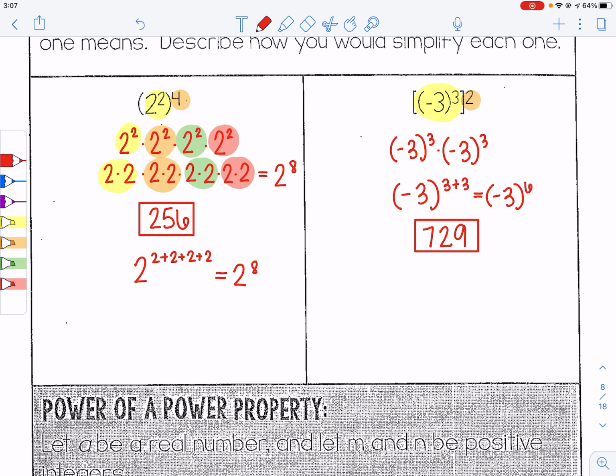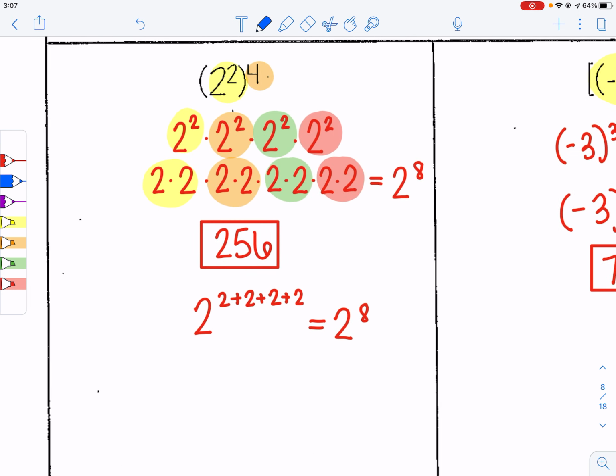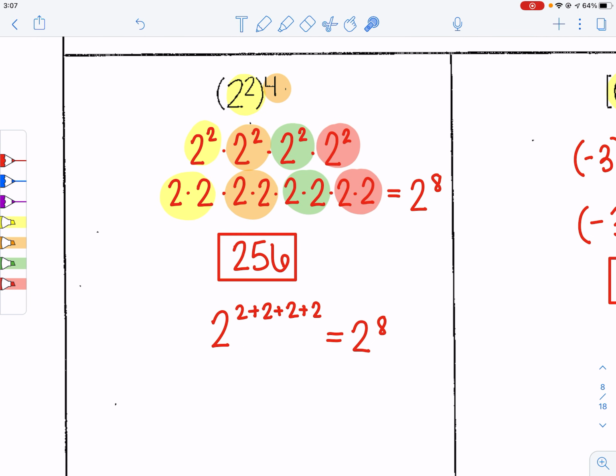Okay, so notice your shortcut here, and I'll write this in blue down at the bottom. Your shortcut is when you have a power to another power. So a power of a power. When you have a power to another power, your base stays the same, and then you just take your 2 powers and multiply them together. So 2 times 4 gives you 8. So this will give you 2 to the 8, which ends up giving you 256 when you multiply it out.